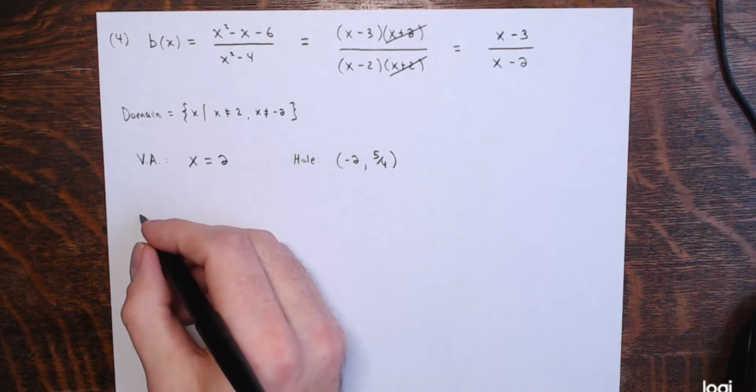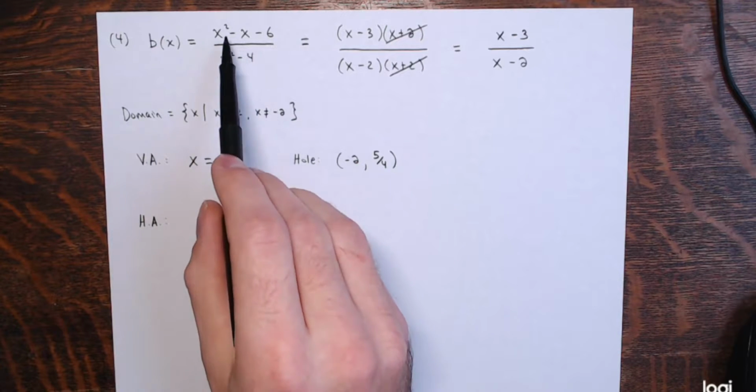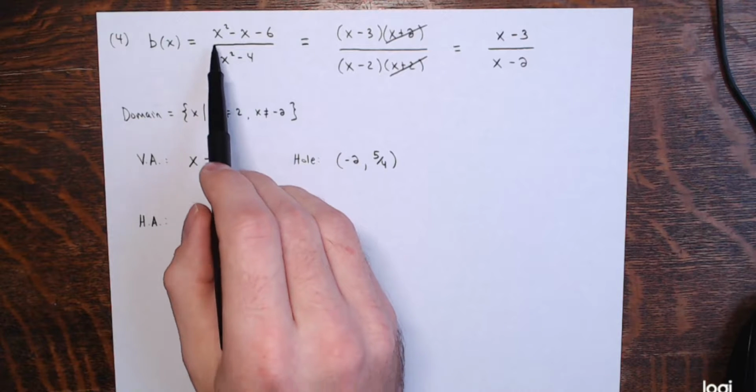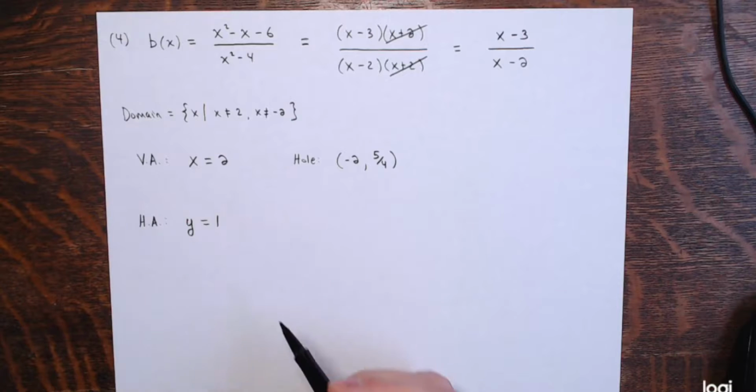Now for the horizontal asymptote, or the slant asymptote, well here it will be horizontal because again they have the same degree, so just the lead coefficients 1/1, you have y equals 1 will be the horizontal asymptote.